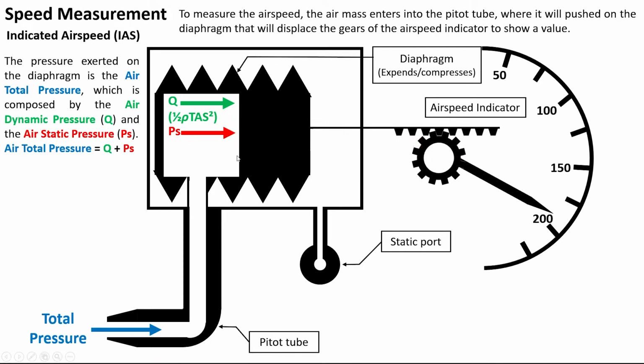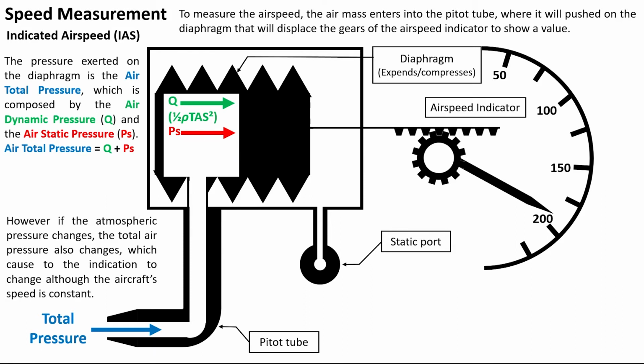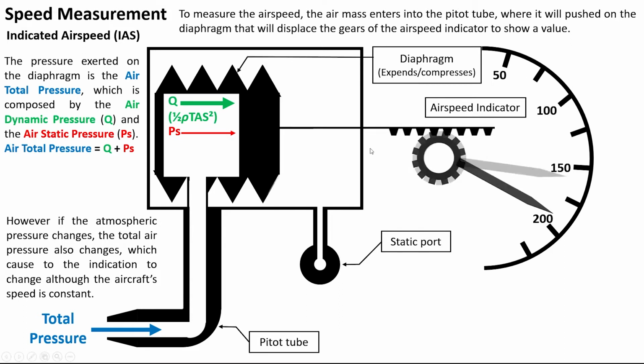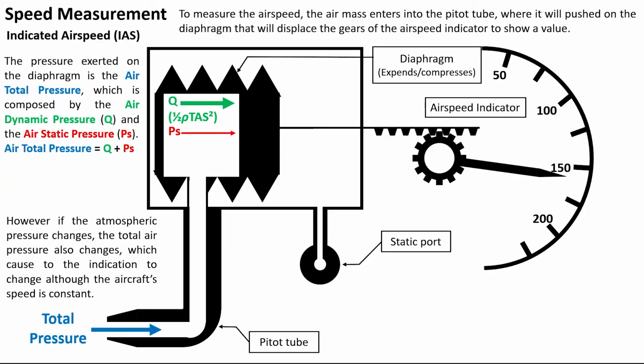So let's imagine, for example, I'm climbing to a higher altitude with the same speed, and I have a lower static pressure, and so if I have a lower static pressure, then it's going to exert less force here, and so it will show a lower indication. And so as you can see, that's a problem, right? I did not change my speed, but I have a different indication, and that's an issue. I cannot fly with this. I cannot have a variation of my indication of speed when I did not change my speed. So the real issue here is the static pressure, that we need to get rid of. So how do we get rid of it?